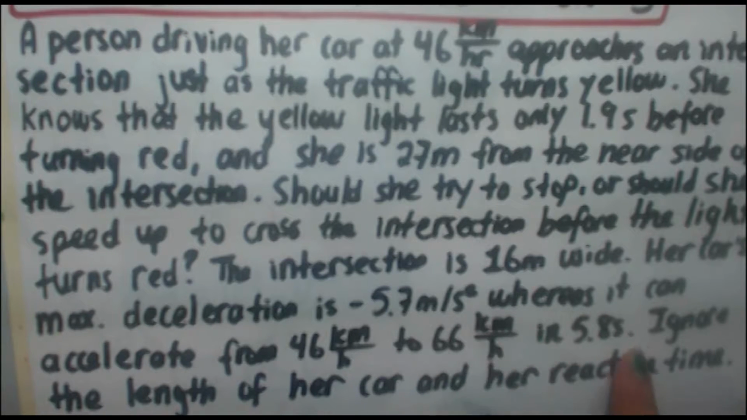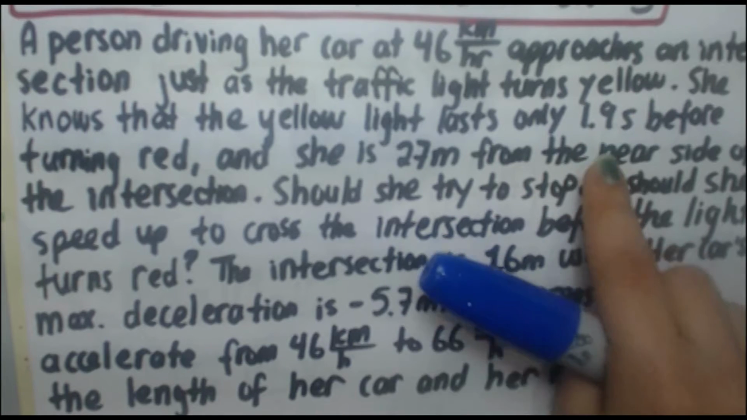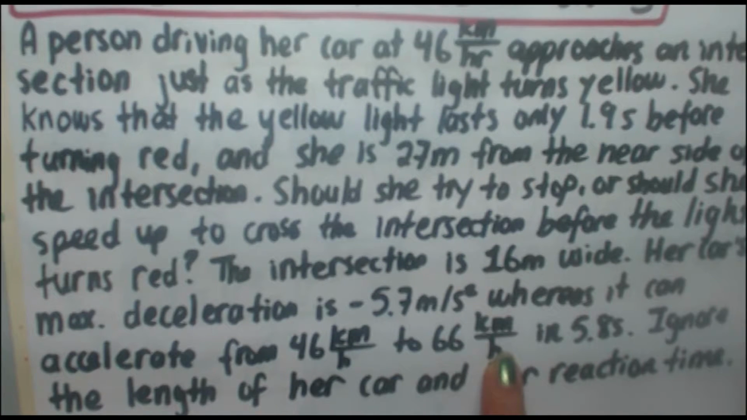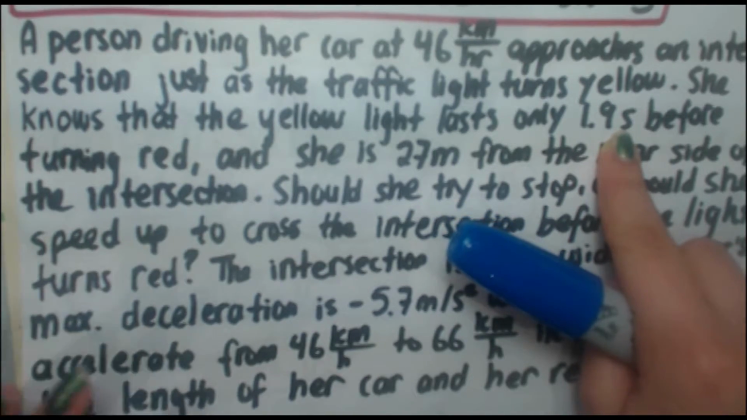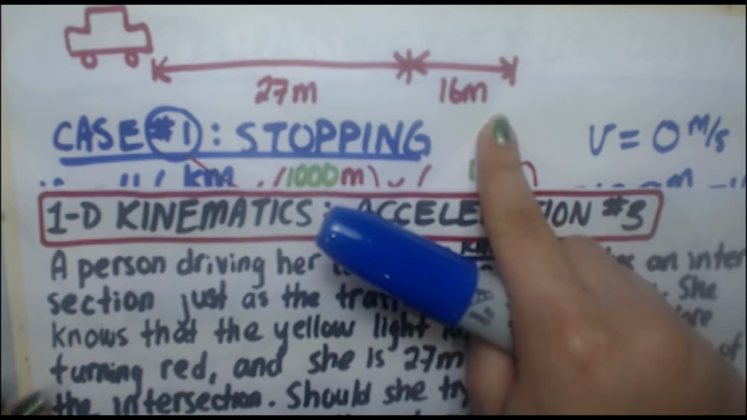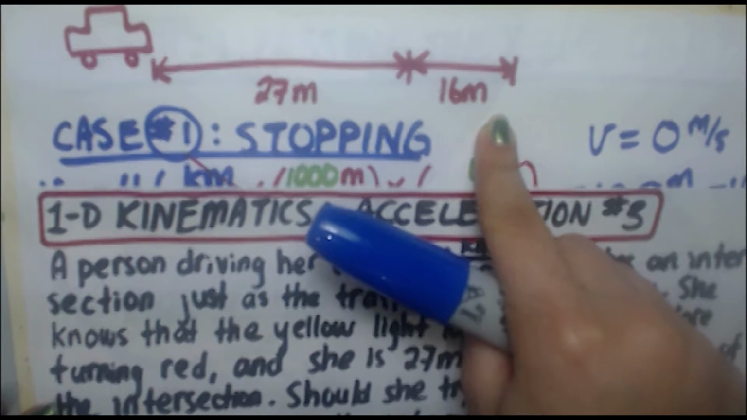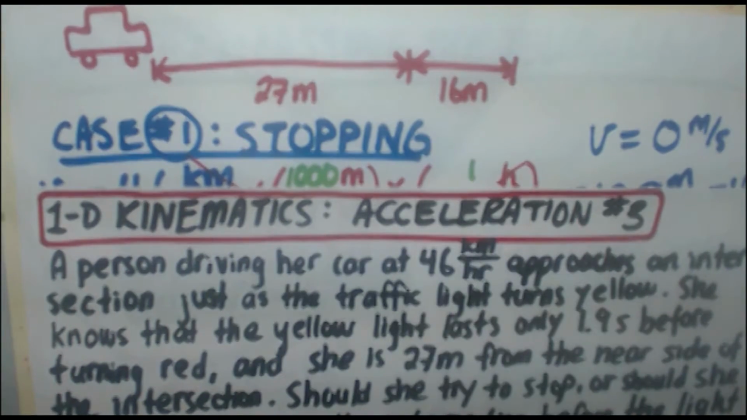If you know her acceleration, and she quotes that it takes 1.9 seconds for the light to change from yellow to red, that means given her initial speed, given the time she has, given her acceleration, okay, what distance can she go within that amount of time? Okay, just like before, if that distance is going to be more than 27 plus 16, she can safely pass. But if that distance turns out to be less than 27 plus 16, I think she should just stop.